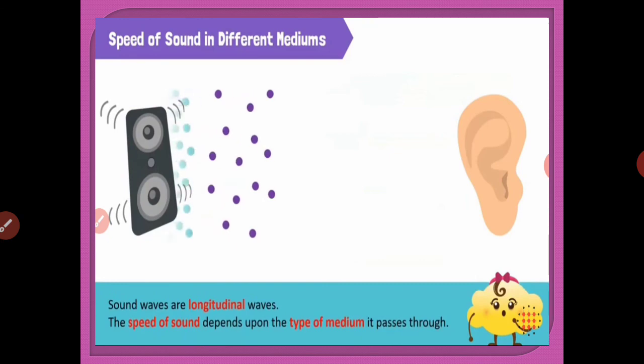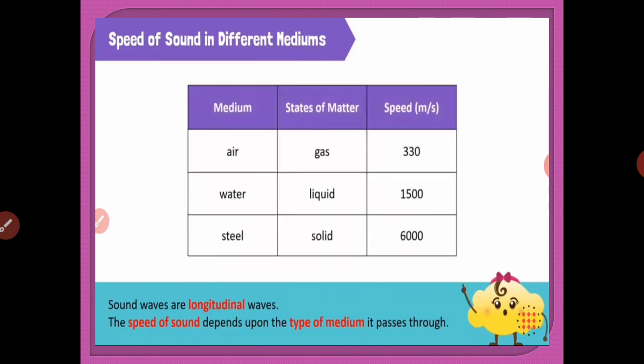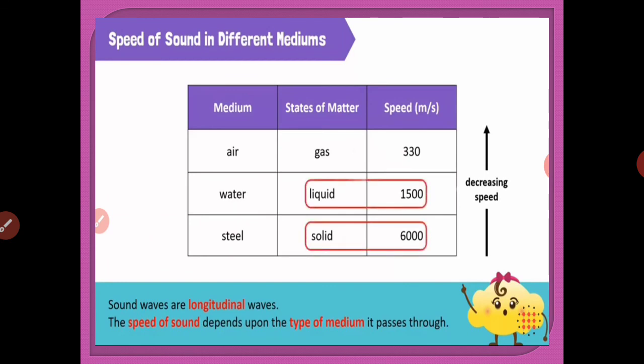Sound waves are longitudinal waves, but the speed of sound depends upon the type of medium it passes through. Look at this table. Sound travels fastest in solids, then in liquids, and slowest in air.